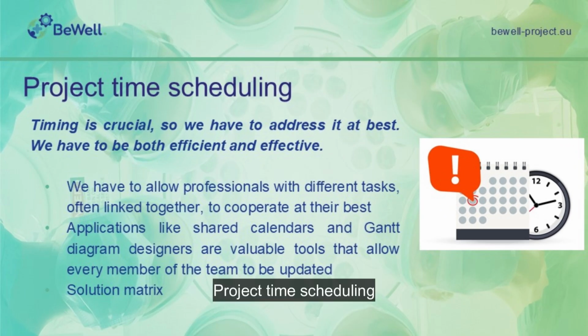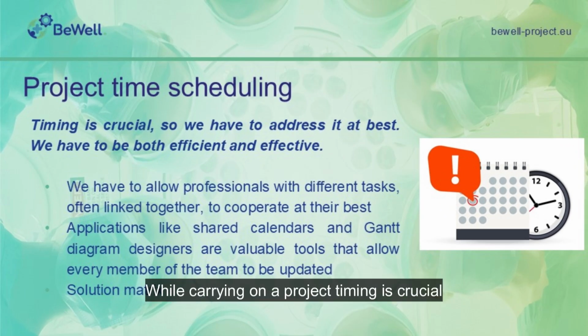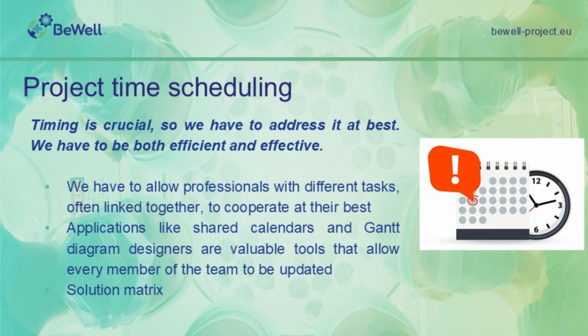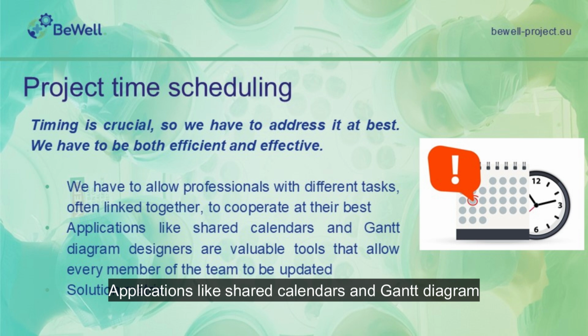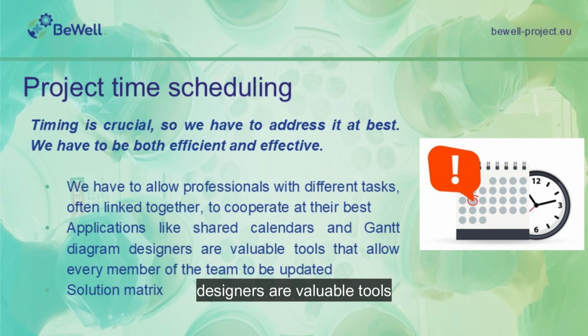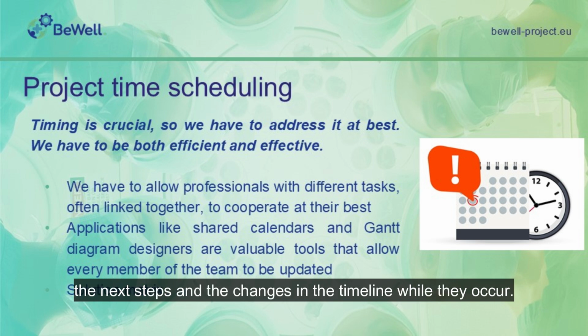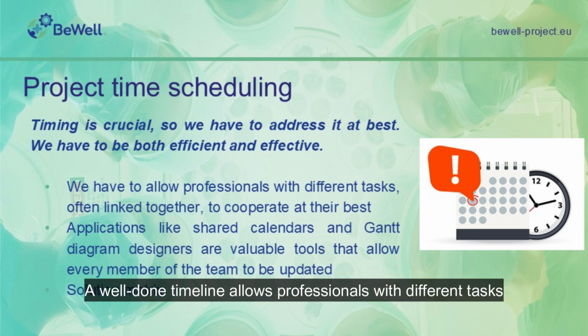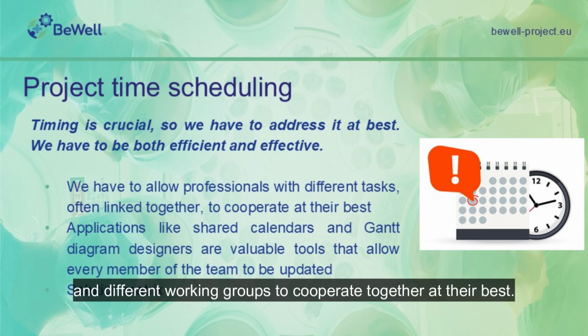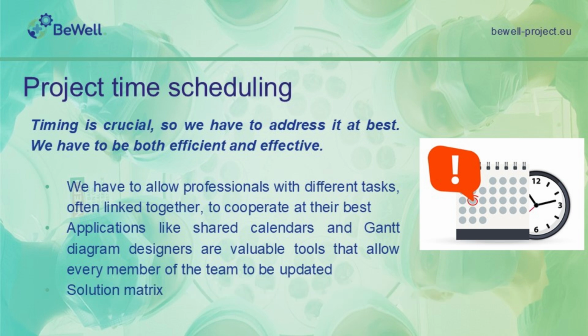Project Time Scheduling. While carrying on a project, timing is crucial, so we have to address it at its best. The aim is to be both effective and efficient. Applications like shared calendars and Gantt diagram designers are valuable tools that allow every member of the team to be updated on the next steps and the changes in the timeline while they occur. A well-done timeline allows professionals with different tasks and different working groups to cooperate together at their best.